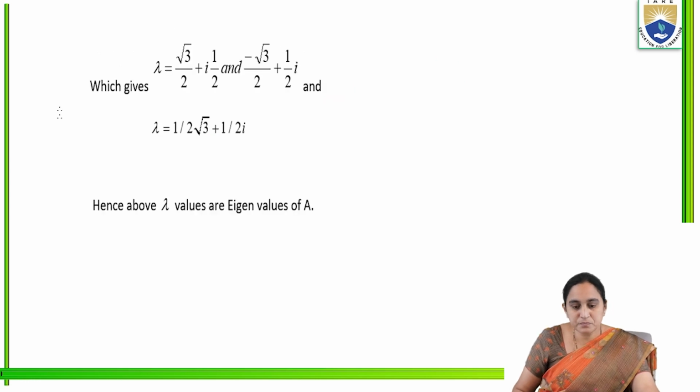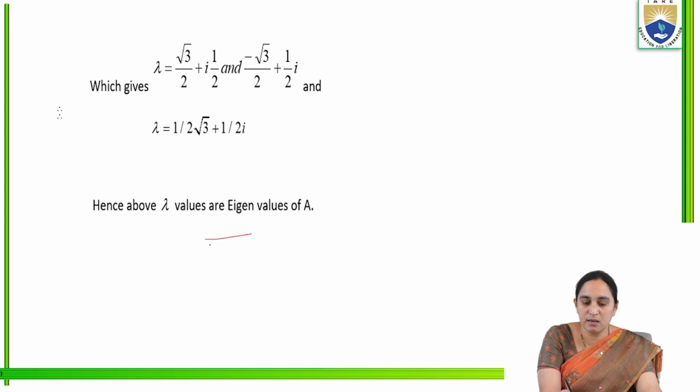That is, the first one is the positive value root 3 by 2 plus i into 1 by 2, and the second one is minus root 3 by 2 plus 1 by 2 i. These are the eigenvalues of the given matrix A.